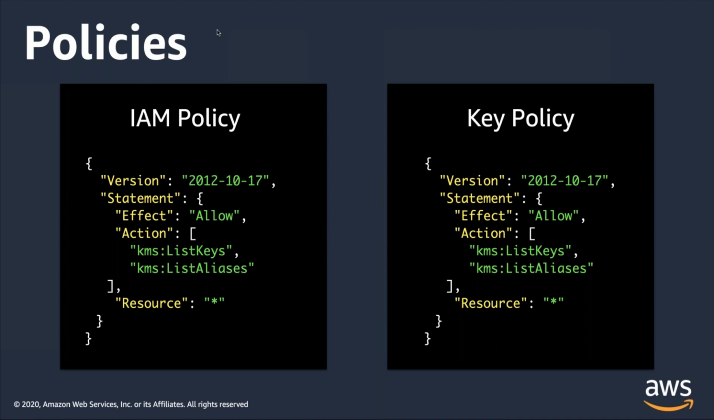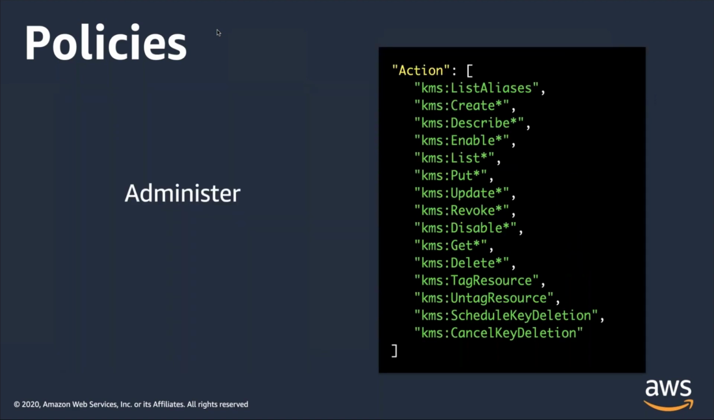And there are two ways that I'd like to highlight the power of this. The first is you can separate administration and use. So here, when we're looking at the administration of a key, you can see on the right side in the key policy that you could allow an individual user to list the aliases for a key, create new keys, describe keys, enable keys, and a variety of other functions that you would need to administer a key, including deleting a key or tagging a key with a particular tag or scheduling the deletion of a key.